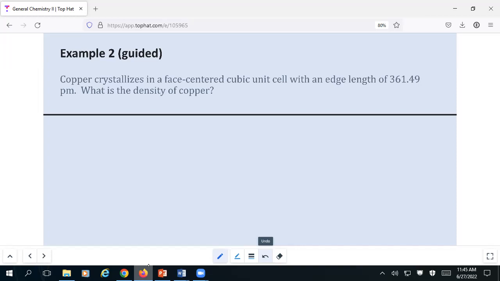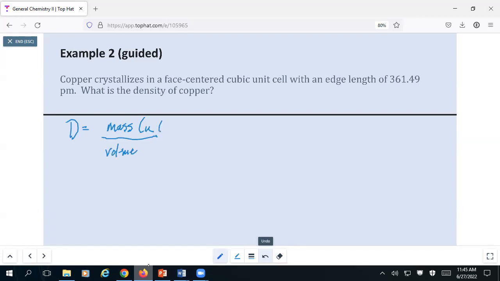Now, you might be looking at this and go, oh, whoa, wait a second, where do I possibly get density out of this information? I can find the radius, but what good is that to me? Well, here's where we have to break down what it is that we need. To find the density of copper, we're going to need the mass of copper and the volume of copper.